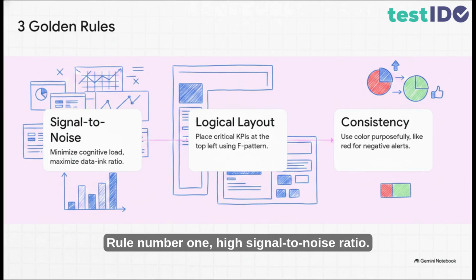Rule number 1, high signal-to-noise ratio. Basically, don't make your audience overthink it. You want to maximize your data ink ratio.